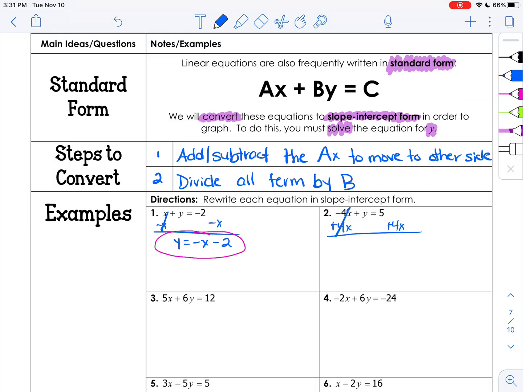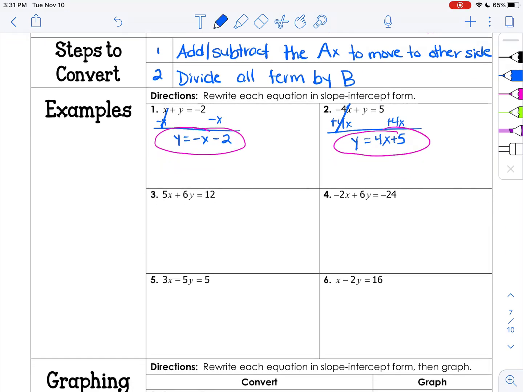And all I have left on the left side is y equals 4x plus 5. Because again, I can't add those two terms and I want it to be in slope-intercept form. So I want my ax term to be first and my constant to be second. Making sure you're paying attention to whether they're positive or negative terms. Now I have my standard form written in slope-intercept form.